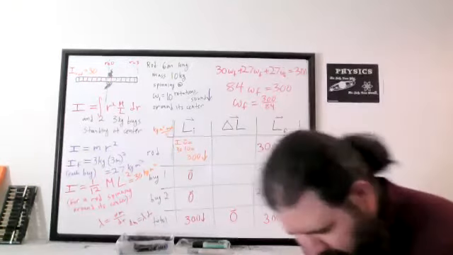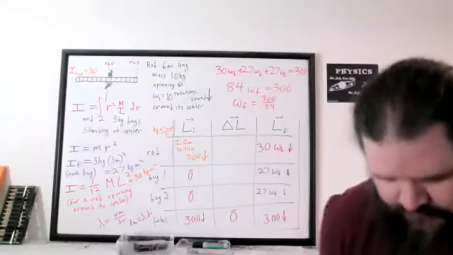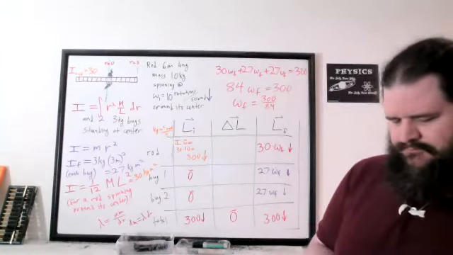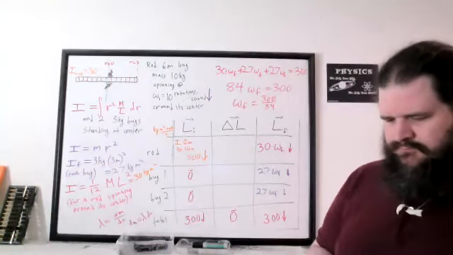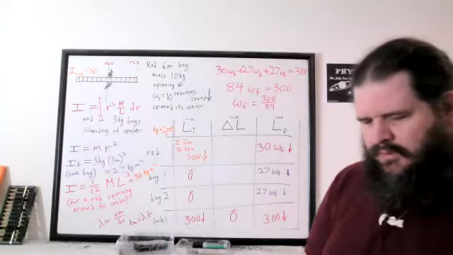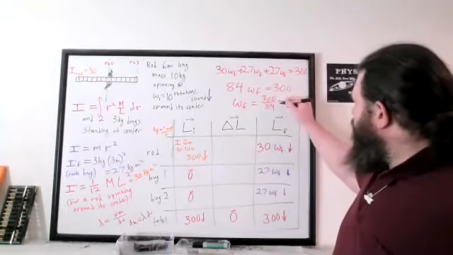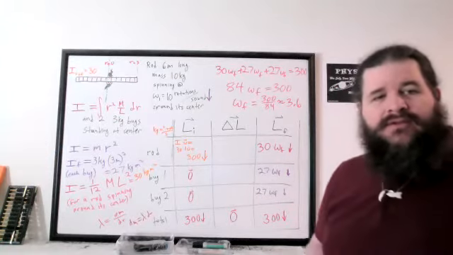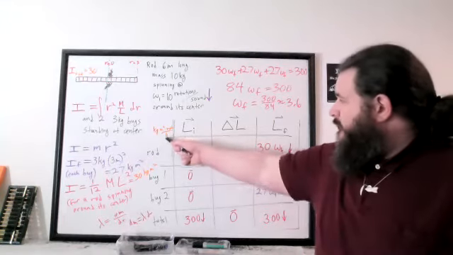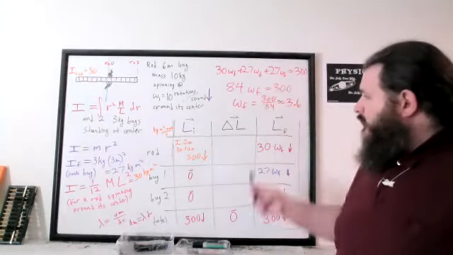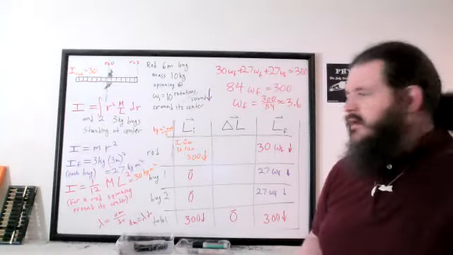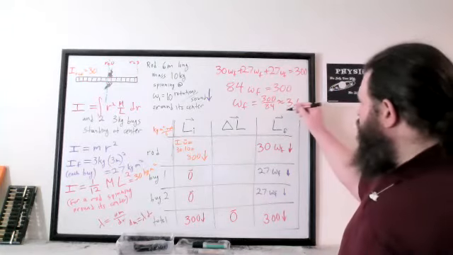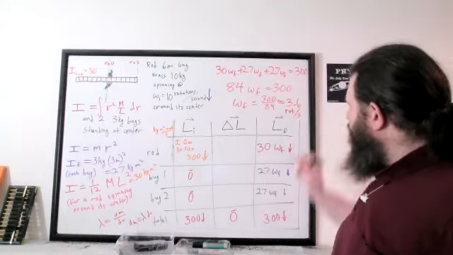So 300 divided by 84 is about 3.6. So that would be the final angular velocity of the whole system. And that would still be in rotations per second, because the 300 was in kilogram meters squared rotations per second. We're dividing by 84 kilogram meters squared. So we're left with 3.6 rotations per second.